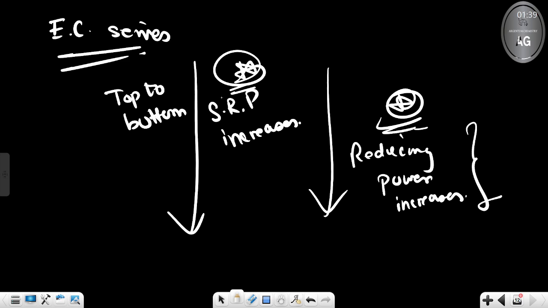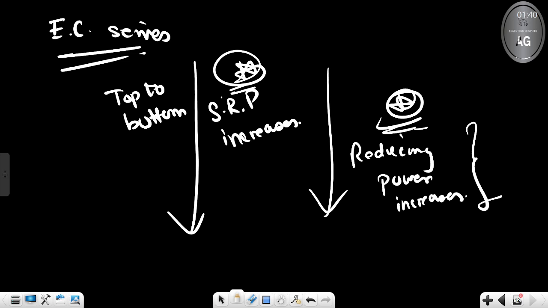So questions can be asked. We can find ores of copper. We can find copper in free state, but we cannot find sodium in free state. Why? The answer is due to EC series: SRP increases down the group.